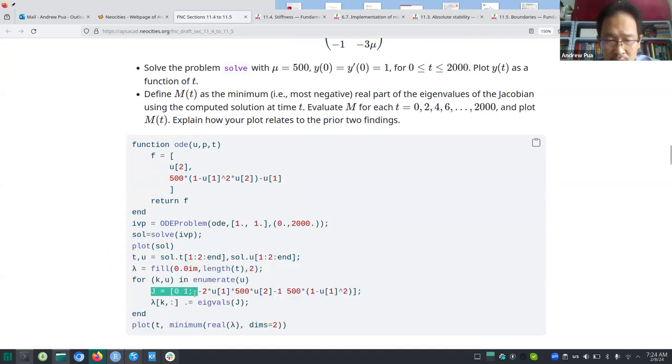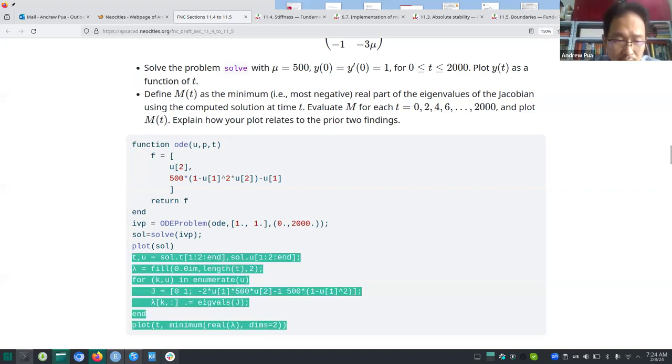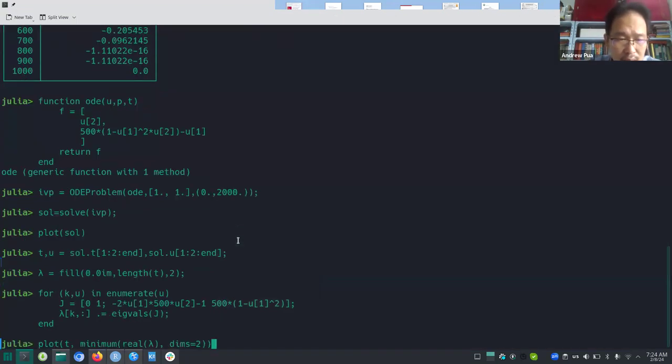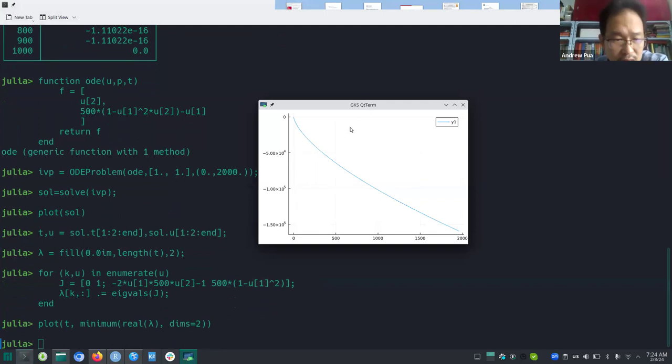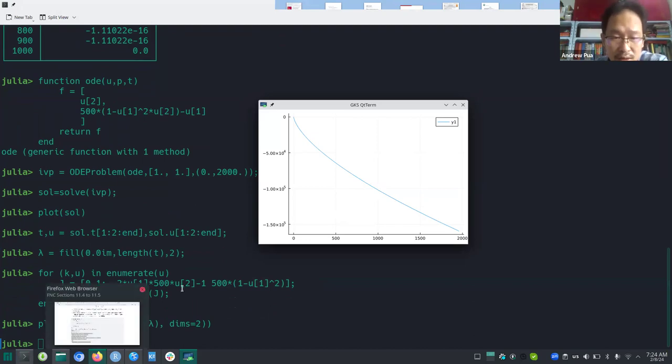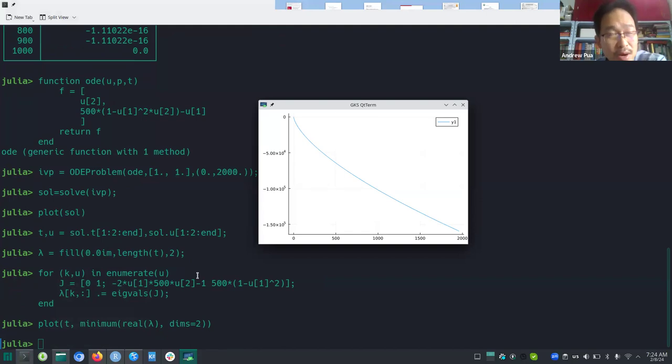And really it's going through, you encode the Jacobian and then find the eigenvalues of that Jacobian as you go through the solutions that were obtained earlier. Okay. And then plot what it kind of looks like. There. So this is the plot of the eigenvalues, or at least the real part of the eigenvalues, okay? And you want to look at the most negative of those eigenvalues. And the most negative of those eigenvalues almost reaches 10 to the fifth, minus 10 to the fifth.